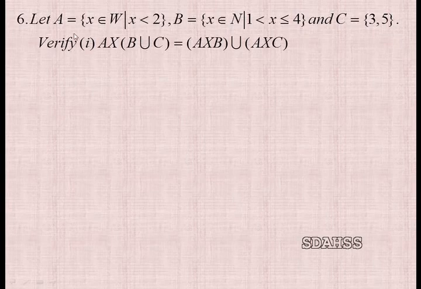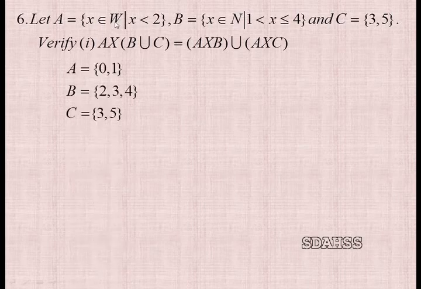Here the first set is A is equal to the set of all x belongs to W such that x less than 2. X belongs to W means whole number. The whole number starts with 0 such that x less than 2. So therefore the set A is equal to {0, 1}. Then B is equal to the set of all x belongs to N.